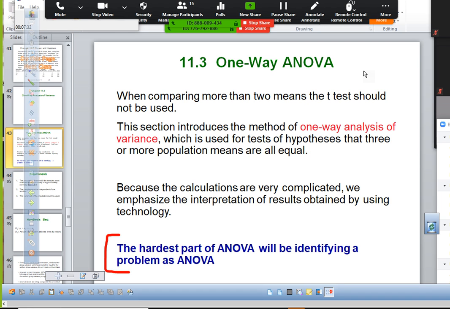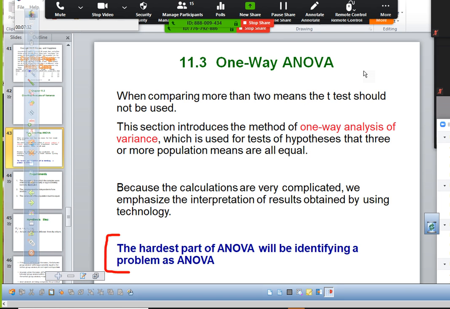When comparing more than two means, the t-test should not be used. This section introduces the method of one-way analysis of variance, which is used for a test of hypothesis that three or more population means are all equal. Because the calculations are very complicated, we emphasize that the interpretation of results obtained by using technology. The hardest part of ANOVA will be identifying a problem as ANOVA.